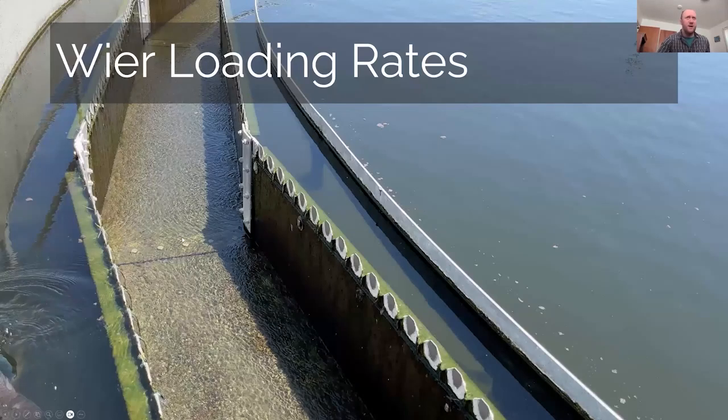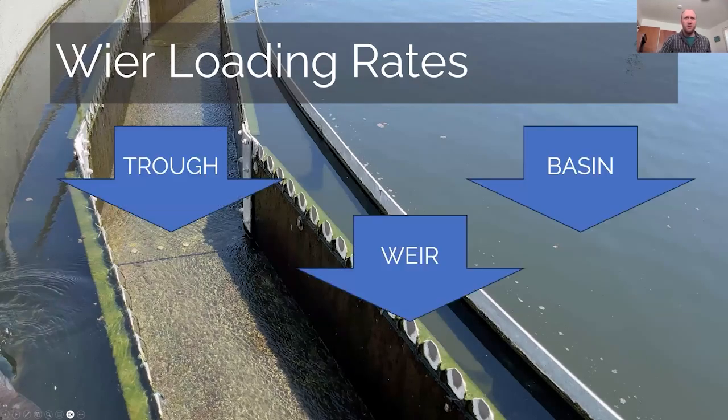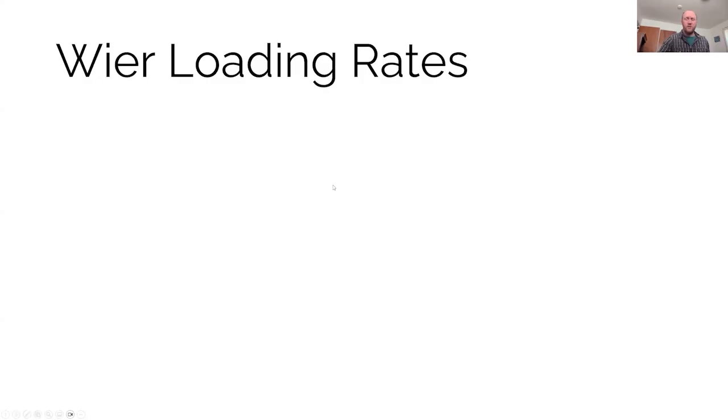These are weirs in a circular clarifier. Just so you know what we're looking at here, the water is coming from the center of this clarifier, flowing out in this basin, and then going underneath this baffle, which is used to collect anything that's floating, and then goes up and through these weirs. These weirs are designed to have a specific amount of flow through them, and that flow is called the weir loading rate.